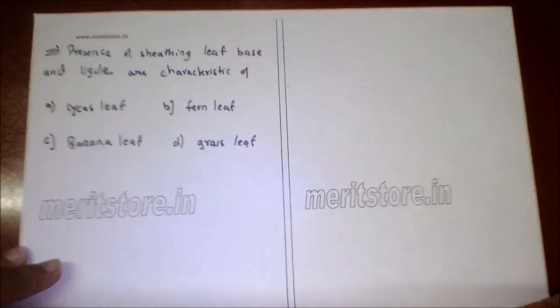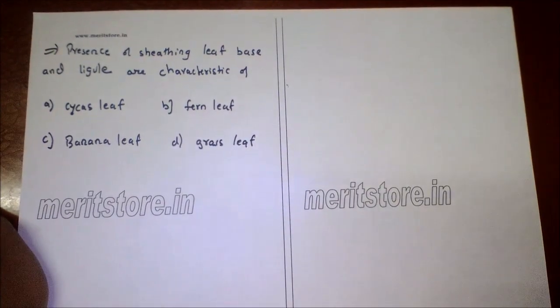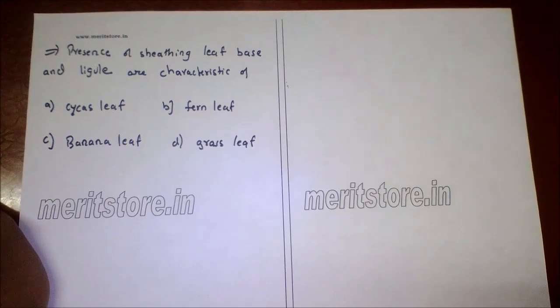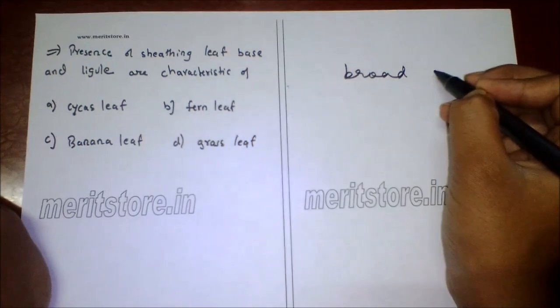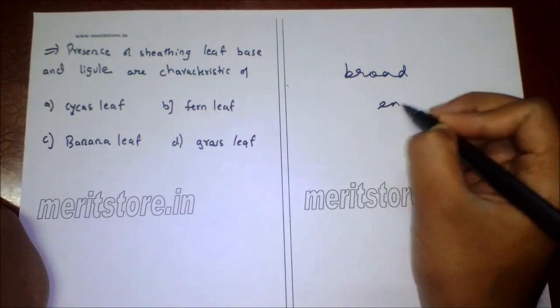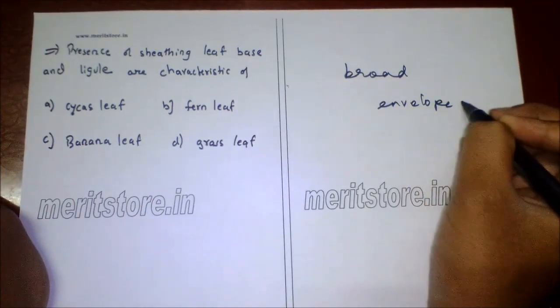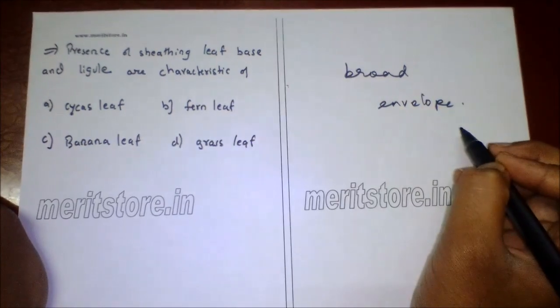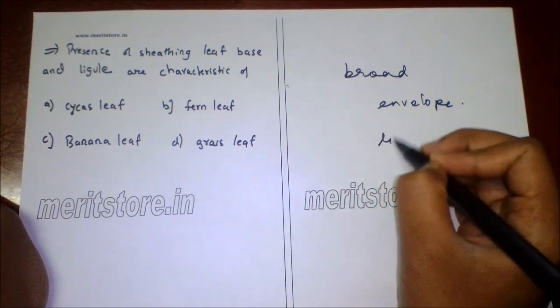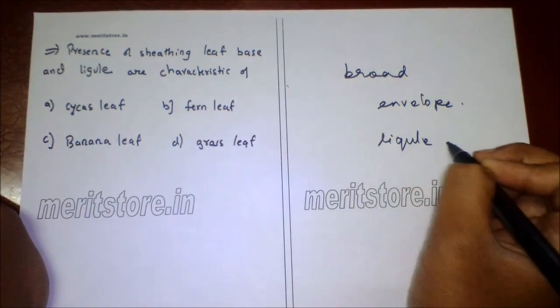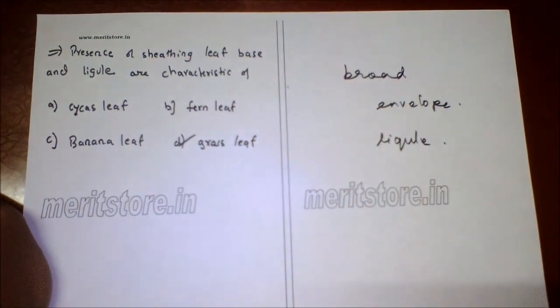Presence of sheathing leaf base and ligule are characteristics of: A. Cycas leaf, B. fern leaf, C. banana leaf, D. grass leaf. In grasses and many monocots, leaf base is broad and surrounds the stem as an envelope. Such a leaf base is called sheathing leaf base. An additional growth present between leaf base and lamina is called ligule. It is seen in grasses, option D.